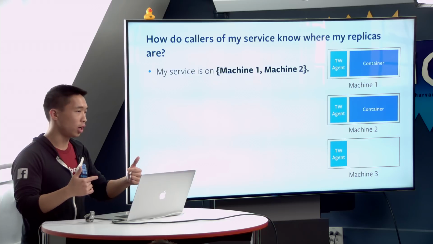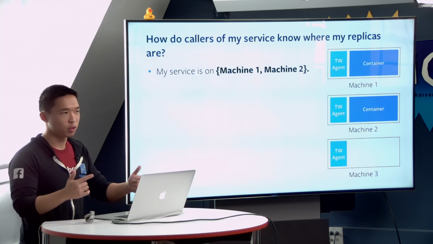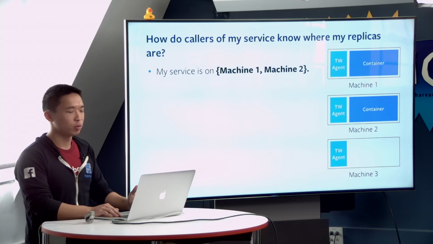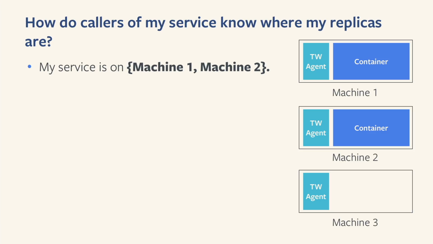So now let's look at this problem from the caller's point of view. The callers or clients of your service have a different set of issues now. In the beginning, there are 2 copies of my service running, a copy on machine 1 and a copy on machine 2. The caller knows that it's on machine 1 and machine 2. Now machine 2 loses power. The caller still thinks that a copy is running on machine 2. It's still going to send traffic there. The requests are going to fail. Users are going to have a hard time.